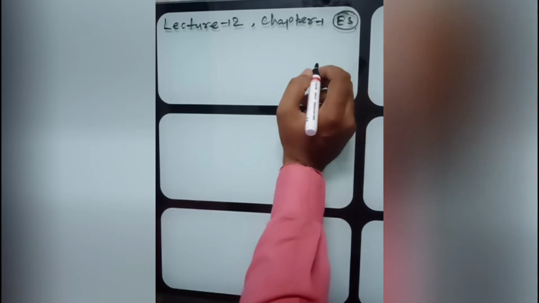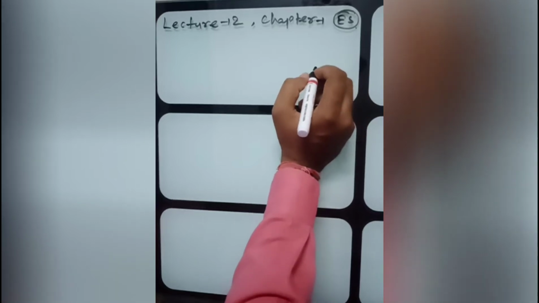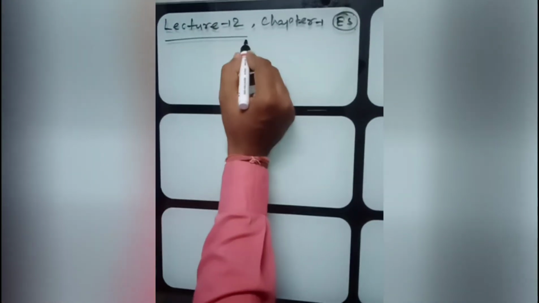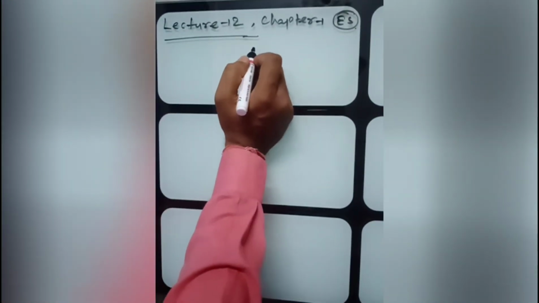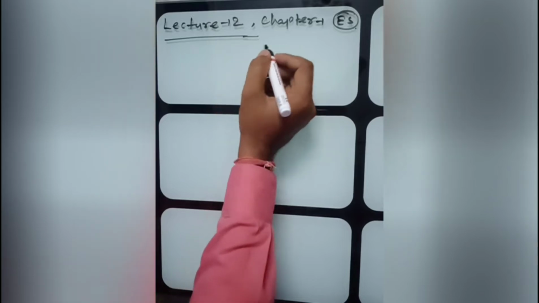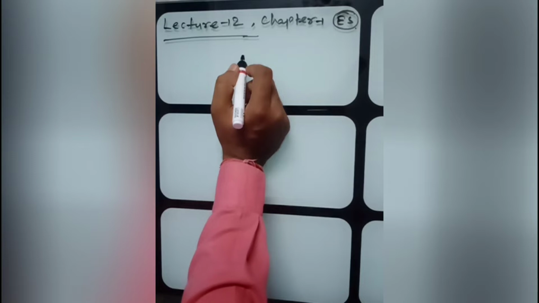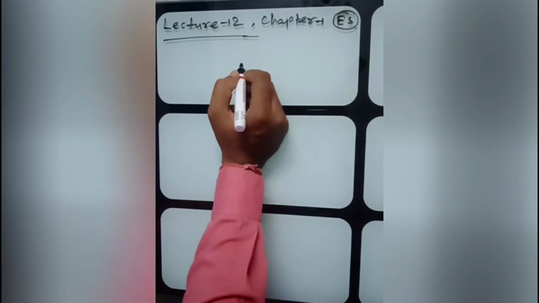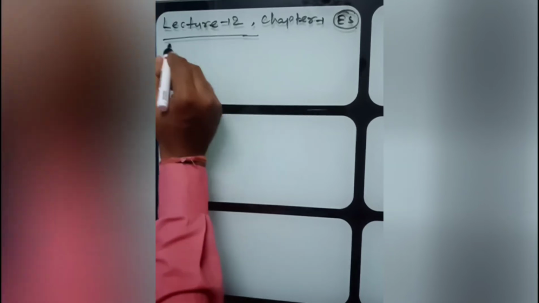Today we will study how to find the electric field due to an electric dipole at different points. One point we have discussed is the axial point, and another is the equatorial point. Today, first we will derive the mathematical expression for the electric field.